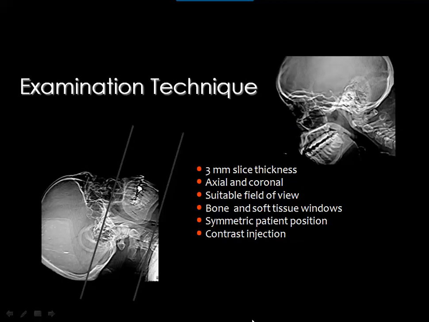And for evaluation of the salivary glands by CT, you may have the axial and the coronal planes. And the sections are usually obtained at 3 millimeter interval, and you select a suitable field of view to outline the whole anatomy and pathology if present. You may use the bone and soft tissue window settings, and to ensure, as in any part of the neck, the symmetric patient position, and sometimes you need to inject the contrast media intravenously.